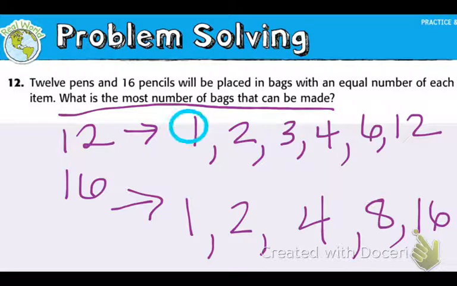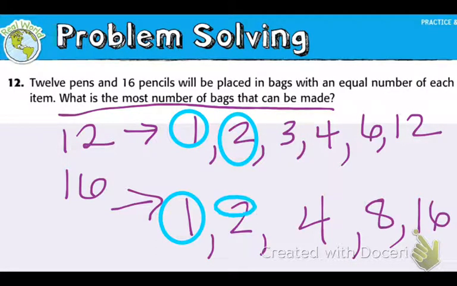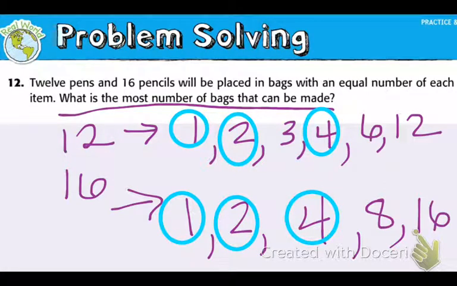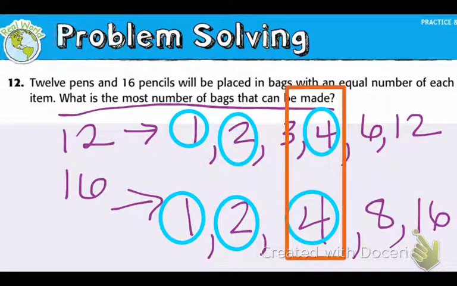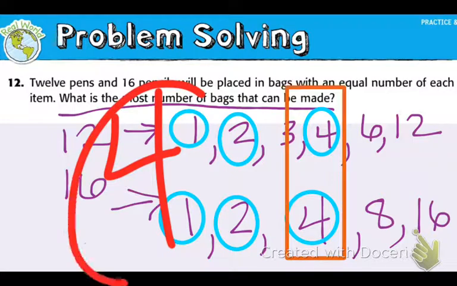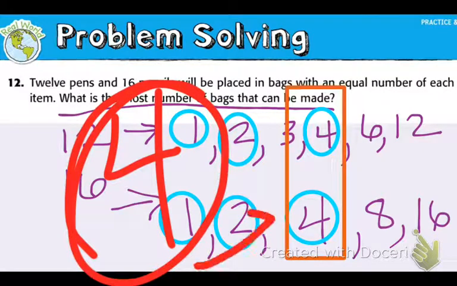Moving on to see which ones they share. Well, they both have 1, 2, they both have 4. So again, let's go back. I think I found the greatest common factor. What is the most number of bags that can be made? They can make 4 bags. I know it's reasonable because that's the greatest common factor.